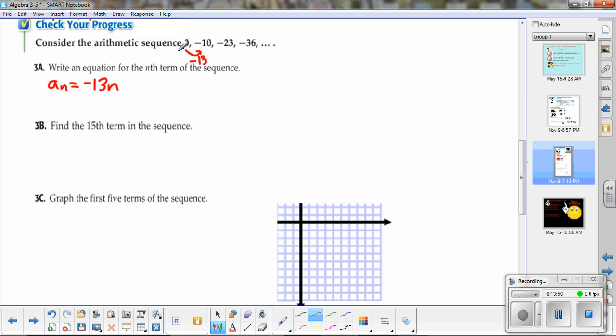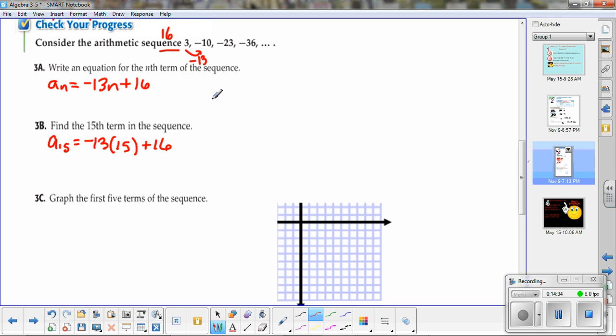And then the second piece that we need is if we went to the term before the first term. So to figure out what number would be right here, instead of subtracting 13, we would add 13, which means this number would be 16. The 0 term is 16. So there's our equation. Now if we want to find the 15th term, a sub 15 is equal to -13 times 15 plus 16.